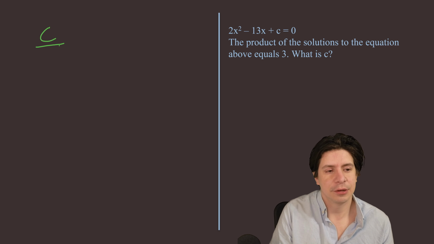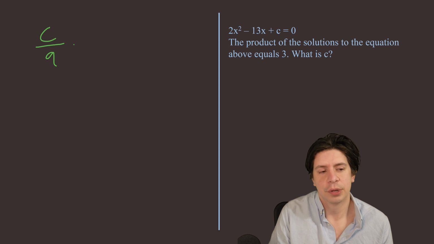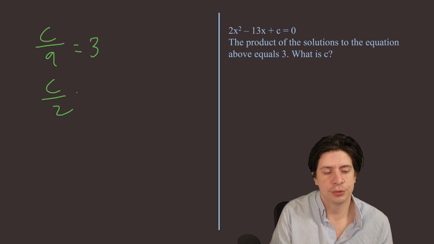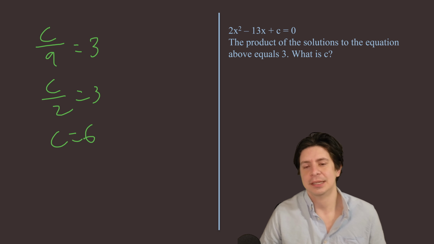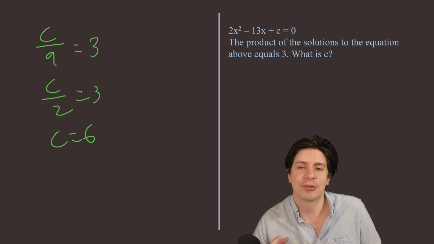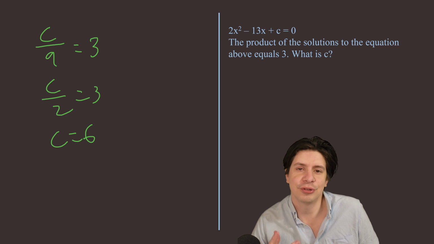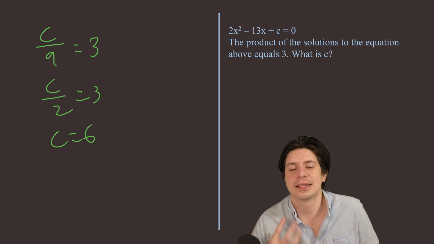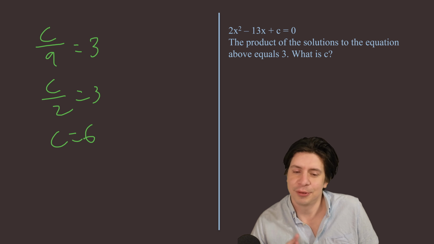Now with c over a, we're going to have that equal 3. If a is 2, we have c over 2 equals 3. c equals 6. So this question feels overwhelming at first, but remember, quadratic equation is your friend. That's one of the most underused and least understood parts of the SAT. If you get that, you'll get this one.